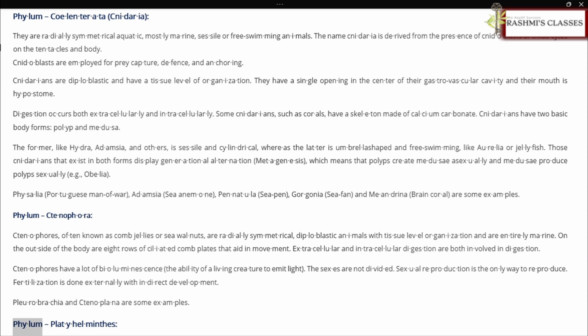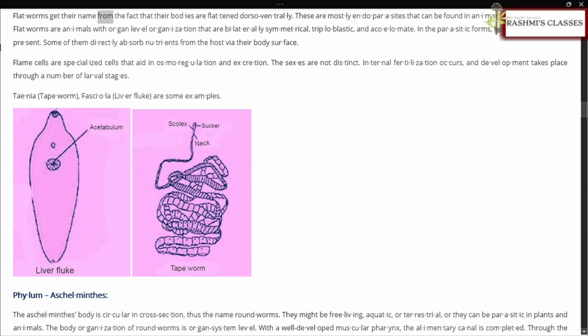Phylum Platyhelminthes. Flatworms get their name from the fact that their bodies are flattened dorsoventrally. These are mostly endoparasites that can be found in animals, including humans. Flatworms are animals with organ-level organization that are bilaterally symmetrical, triploblastic, and acoelomate.